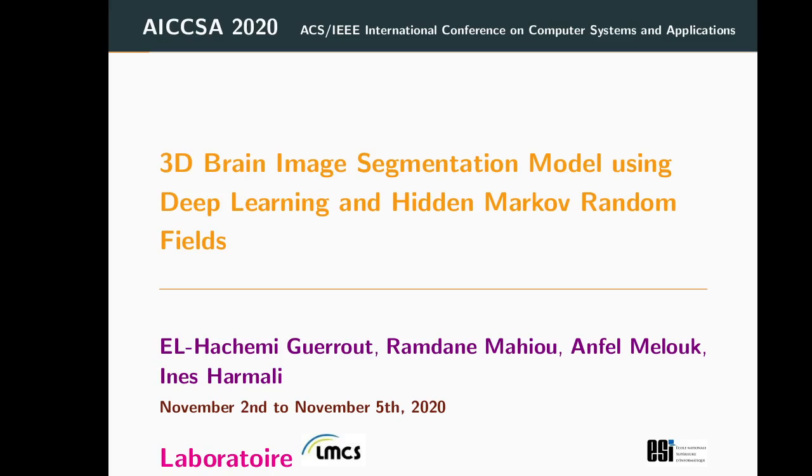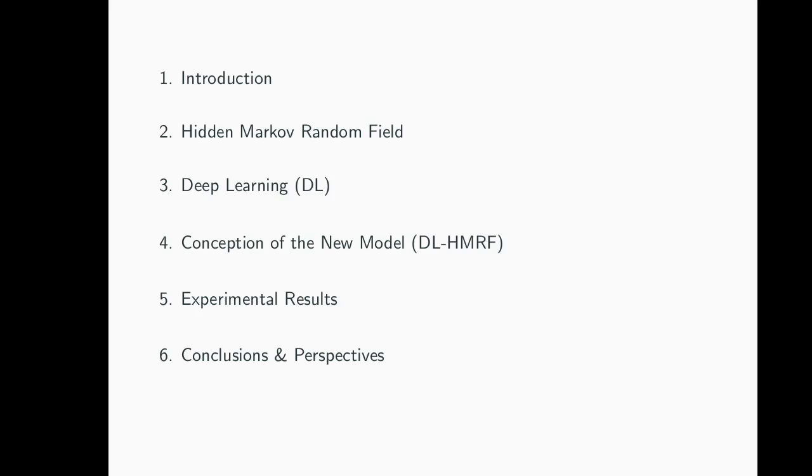It's my great pleasure to talk to you today about highlights of our work entitled 3D brain image segmentation model using deep learning and hidden Markov random fields. This presentation is organized as follows. We begin by introducing the problematic, followed by some concepts on hidden Markov random field and deep learning. After that, we will talk about hidden Markov random field deep learning combination, followed by some experimental results. Finally, we will give conclusion and perspectives.